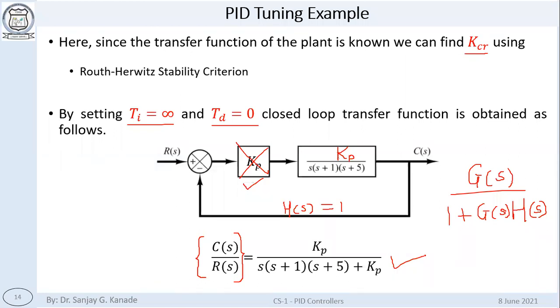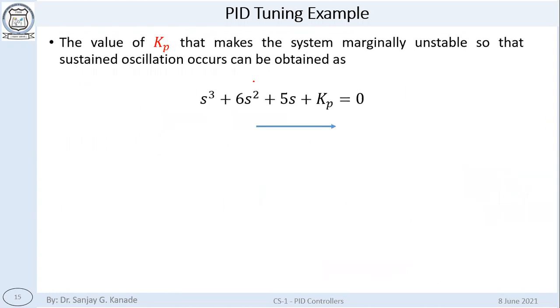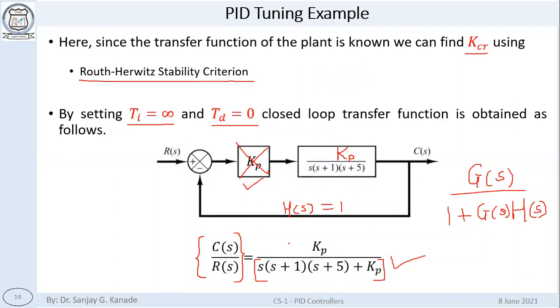Okay. So now once you get the closed loop transfer function of the system, why do we need the closed loop transfer function? We are not really interested in the closed loop transfer function. We need the characteristic equation of the system, because for the Routh-Hurwitz stability criterion, we need the characteristic equation of the system.